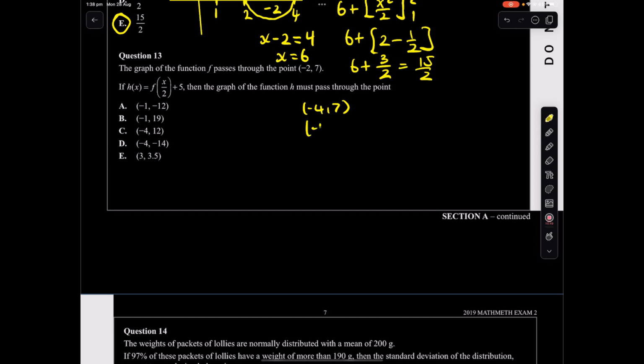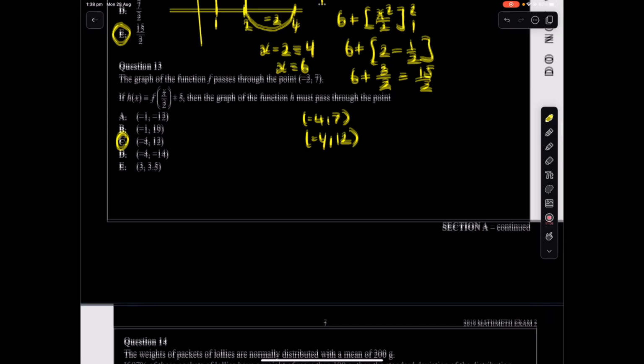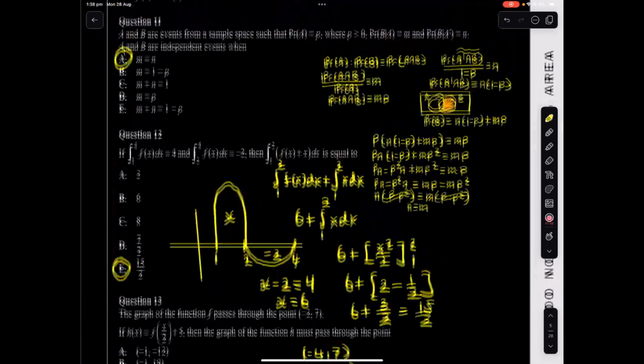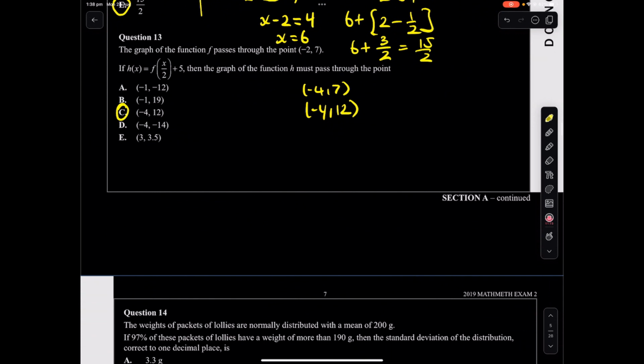So your y value, this over here, gets translated 5 units up. So 5 units up will be 12. Negative 4, 12. C. Perfect. Is that right? I'm not too sure. The graph of the function f passes through the point negative 2, 7. If h of x has gone through, okay, then the graph must pass through this point. I'll check the answers after for all of them, because I'm not too sure. But yeah, I hope that's right.